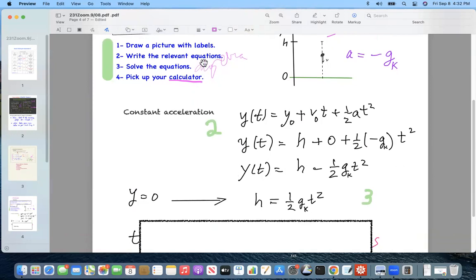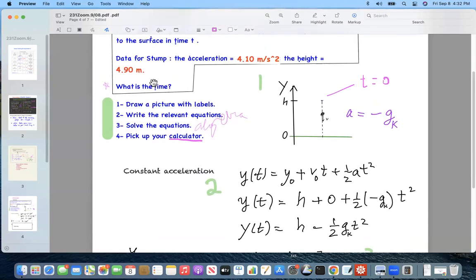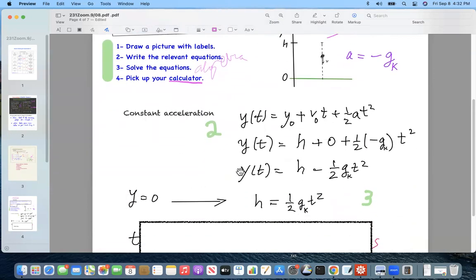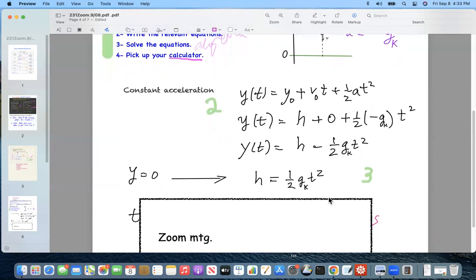Step three is to solve the equations for the unknown. What's the unknown? What's the time? So t is the unknown. So that's the time when it hits the ground. So t corresponds to y equals 0. If y is equal to 0, then 0 is h minus 1/2 g t squared, or I could say h is 1/2 g t squared. And now the unknown is t.